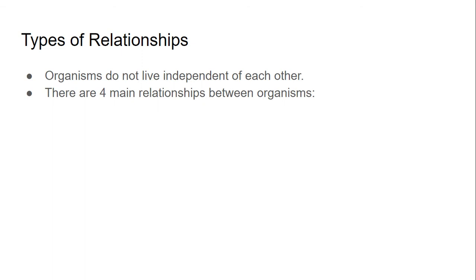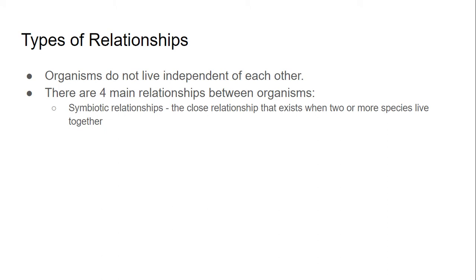So there are four main relationships between organisms that we're going to look at and that you'll need to know. The first three are actually called symbiotic relationships. This is just the close relationship that exists when two or more species live together. So the first one that we'll look at is parasitism, commensalism, and then mutualism. And I'll go through each one of these further on another slide. But these are our three that are symbiotic when these two or more species live together.